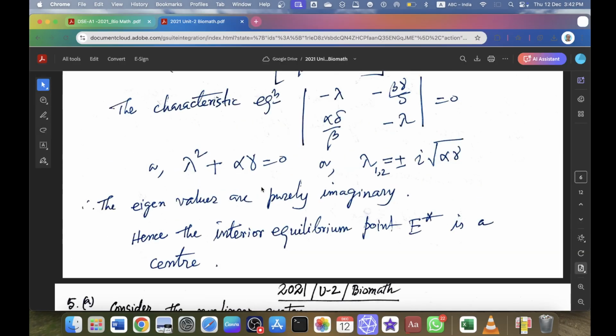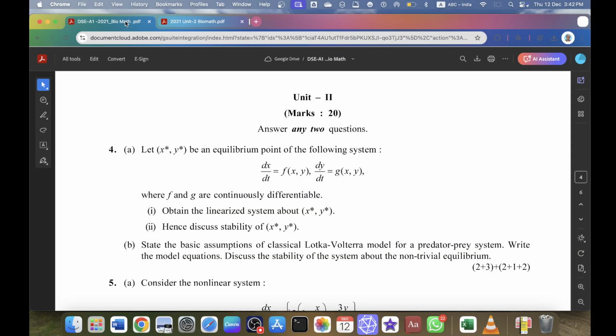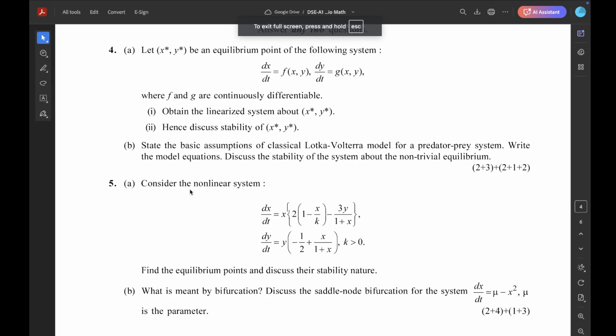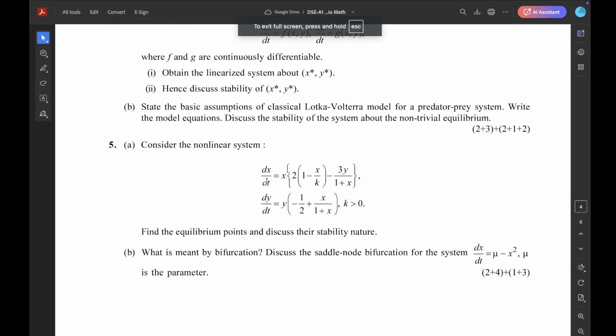Next question, 5a. Consider the nonlinear system: d/dt of x equal to x times bracket 2 bracket 1 minus x by k bracket close minus 3y by 1 plus x bracket close, and the second equation d/dt of y equal to y into bracket minus half plus x by 1 plus x bracket close, k greater than 0. Find the equilibrium points and discuss their stability nature.